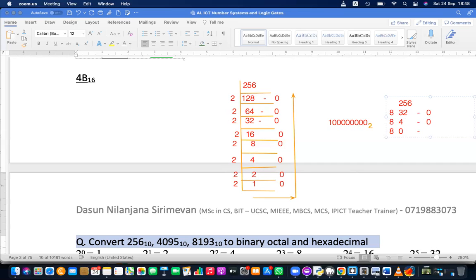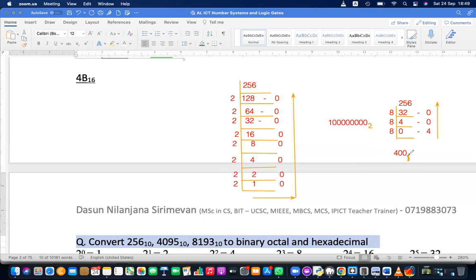Remainder 4. So you can take this from bottom to top, and include the last remainder too. You can do that or not, that is not a problem. But bottom to top. That is 400 in octal. There is also a short method.